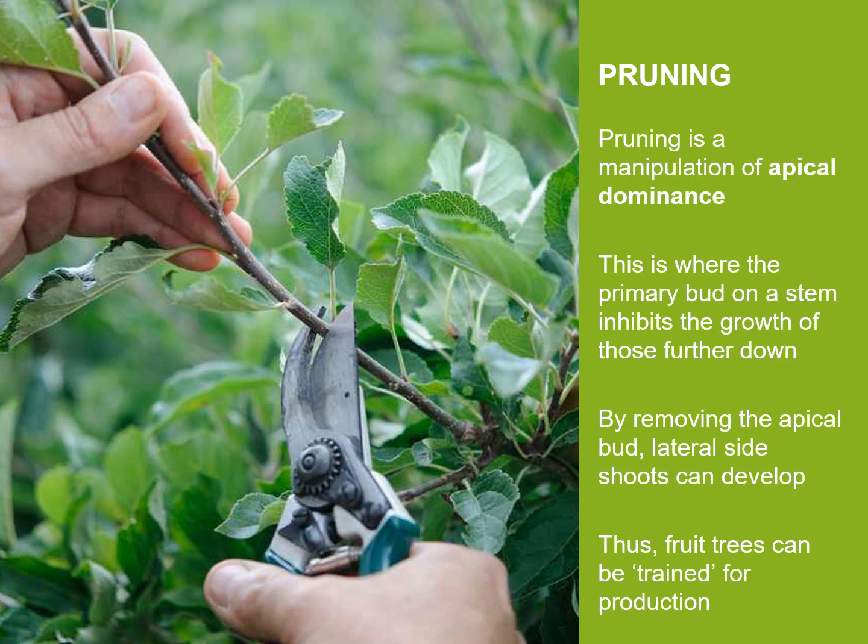So this is a manipulation of a property of plants which is called apical dominance. This is where the primary bud on a stem inhibits the growth of those further down. So by chopping off the end of one of these stems or chopping off side stems, you can encourage the stems further down the limb to begin developing, and they can then develop their own flowers and fruits. And thus the fruit trees can be trained for commercial production.